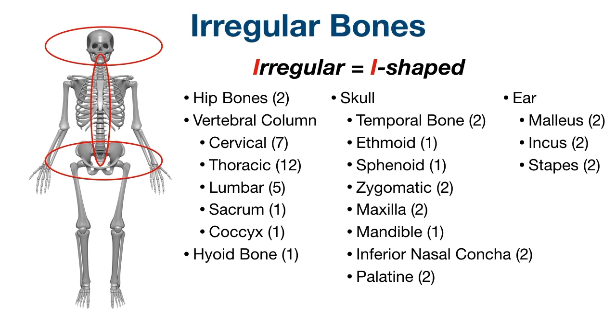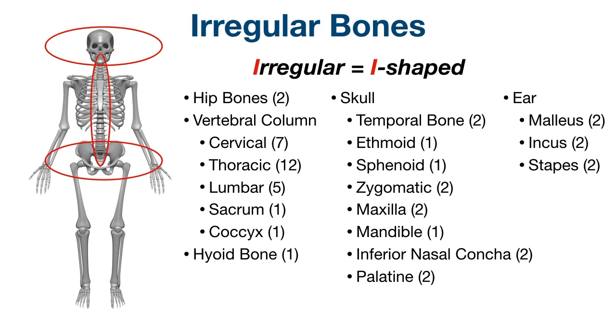There's a video on the anatomy of the vertebrae which will be linked down below. The skull contains irregular bones in addition to the flat bones we talked about earlier. They include the temporal, ethmoid, sphenoid, zygomatic, maxilla, mandible, inferior nasal concha, and palatine bones. So you can see the irregular bones of the skull make up much of the face, whereas the flat bones form the top of the cranium to protect the brain. Remember, flat bones help protect vital organs.